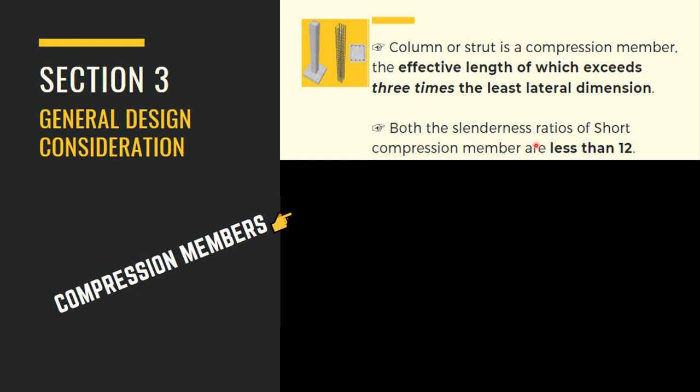Both the slenderness ratios of a short compression member are less than 12. If it is greater than 12, we can call it a longer compression member. Both the slenderness ratios are specified, that is Lx by D and Ly by D. Both the slenderness ratios of a shorter compression member should be less than 12. If it is more than 12, we can simply say it is a longer compression member.